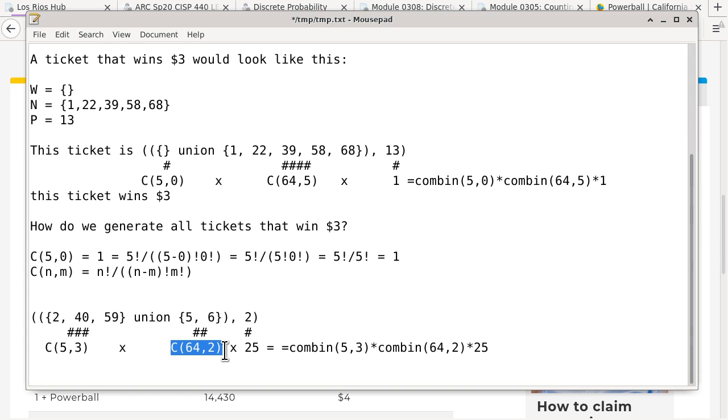Yeah, and the reason we're using combinations is because we're considering, like, if it's 42 59, we're considering it the same as 42 59. That is correct. Okay, cool. Because order is not important in this case.